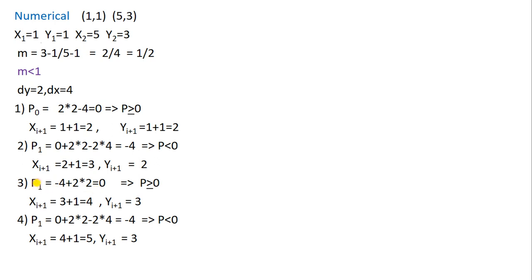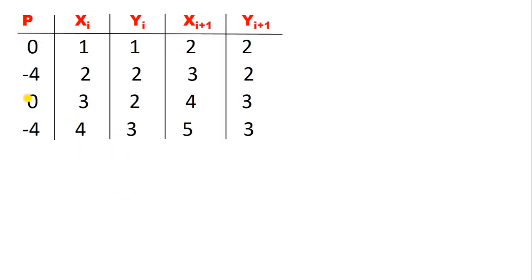So this 0, whatever this decision parameter value is, now I have to put here. So whatever the previous values are, those will become our current values. So the xi plus 1 value, that is 3, I will put in the xi position. The yi plus 1 value, that is 2, I will put in the yi position. Okay, that is 2.